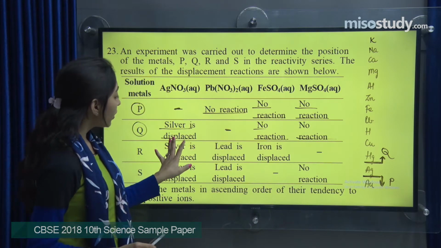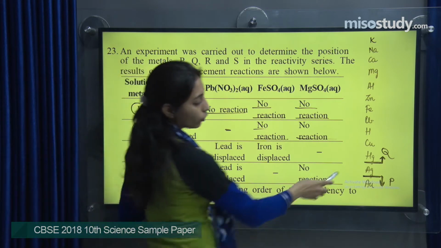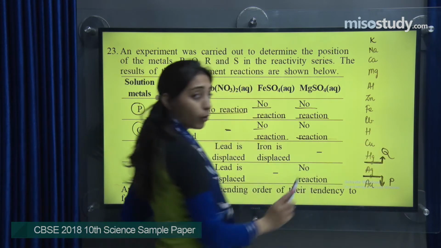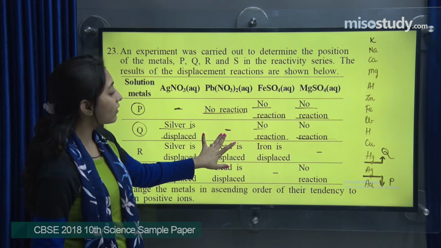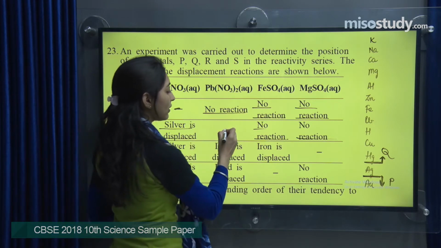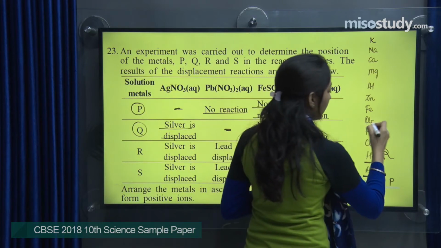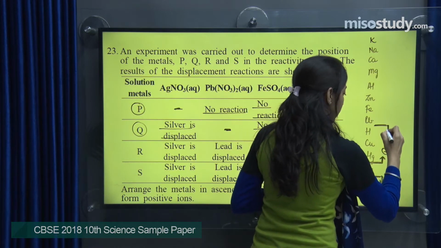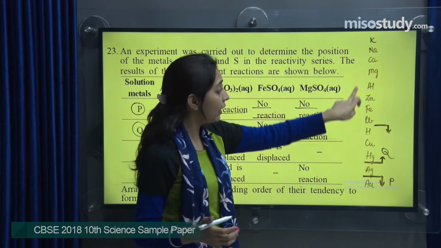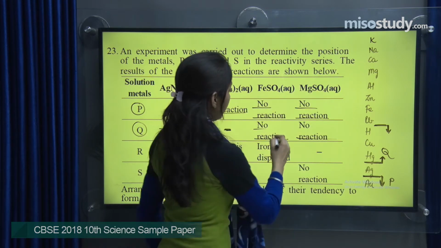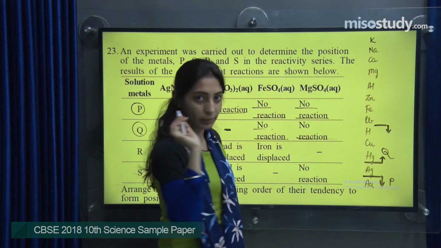Moving on to Q. Q can displace silver. So since Q can displace silver, it will come onto the top of silver. But Q gave no reaction with lead. So see, nothing is given with lead, no. So Q must be somewhere here. And genuinely when Q cannot react with lead, it cannot react with magnesium. See, no reaction with iron, no reaction with magnesium.